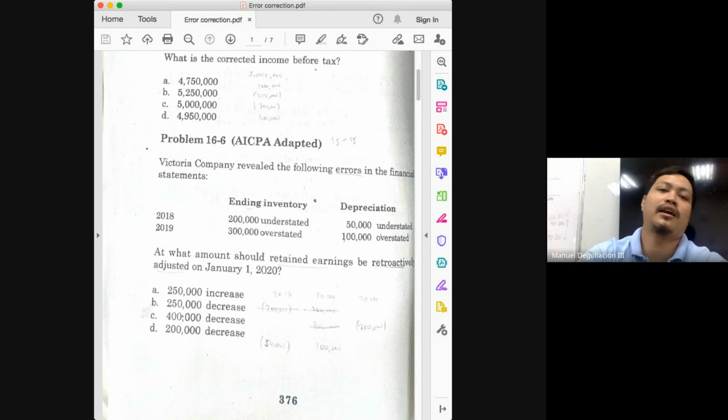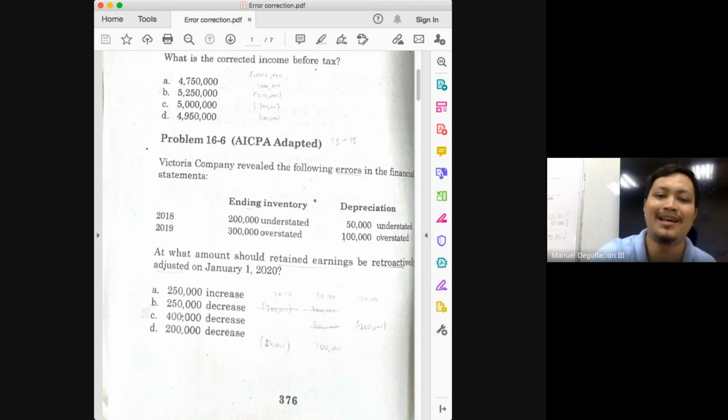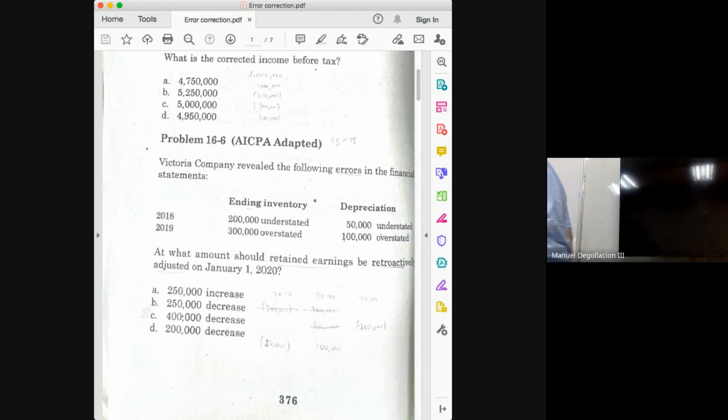Because in answering this kind of problems, class, I would really want you to be talking to yourselves a lot. During the exam, it's good if I can see you talking to yourselves. What else happened? Depreciation is overstated. So that means total expenses is overstated. If expenses are overstated, what will happen to your net income? Net income would be understated by how much? 100,000.